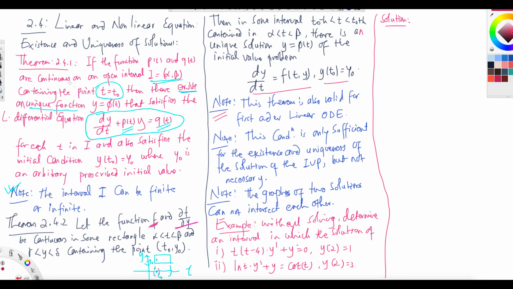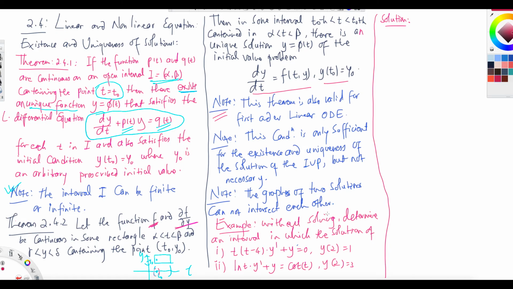In both of the theorems 2.4.1 and 2.4.2, we talk about the existence and uniqueness, right? There exists only one solution. So if there are two solutions, they can be parallel, depending on the initial value we pick. But if they intersect each other, then the uniqueness will be violated, because if they intersect at t0, y0, then there will be two solutions, right? So they cannot intersect. That's what it means.